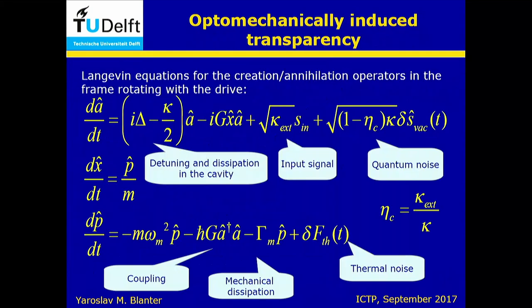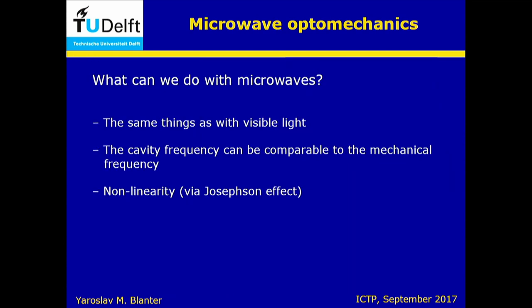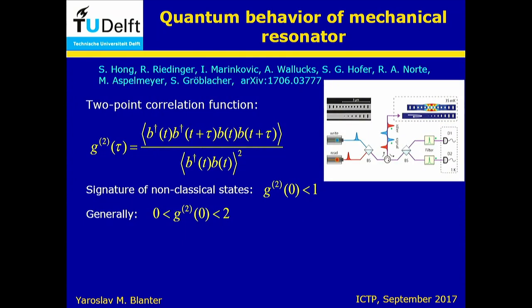And I have already shown you the experiments themselves, which are those two experiments by Oscar Painter's group and by Tobias Kippenberg's group. Now I will have two slides left. And that's again something which my colleagues in Delft did, Simon Gröblacher's group. Simon will be here next week, and I assume he will be talking about that, though I'm not sure. There are a lot of other things you can measure to convince yourself that your oscillator is quantum.